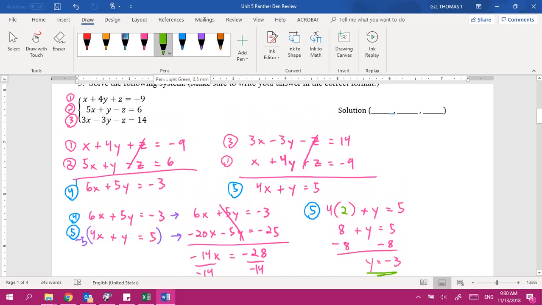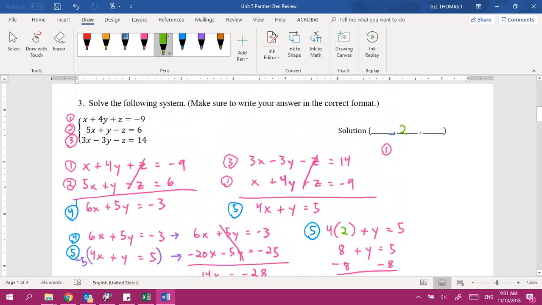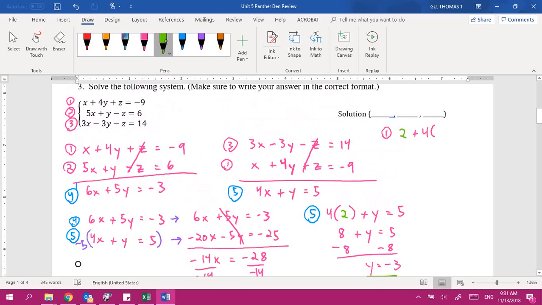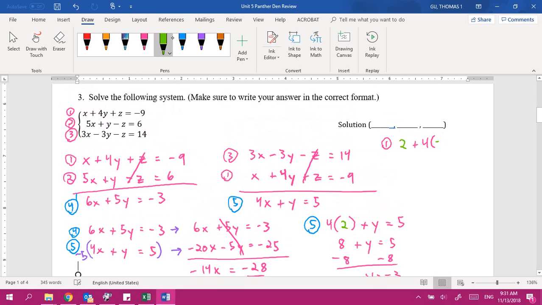Z. And so that's where at the very end you're going to go back into one of the original equations and pick one of those to find z. Which equation looks like it's easiest to find z with? Number 1, because that's where positive z is. So equation number 1, we're going to put x, but what is x? 2, so we're going to put 2 plus 4 times y. What's y? -3. Plus z equals -9. And then once we simplify, we'll be able to find our answer.